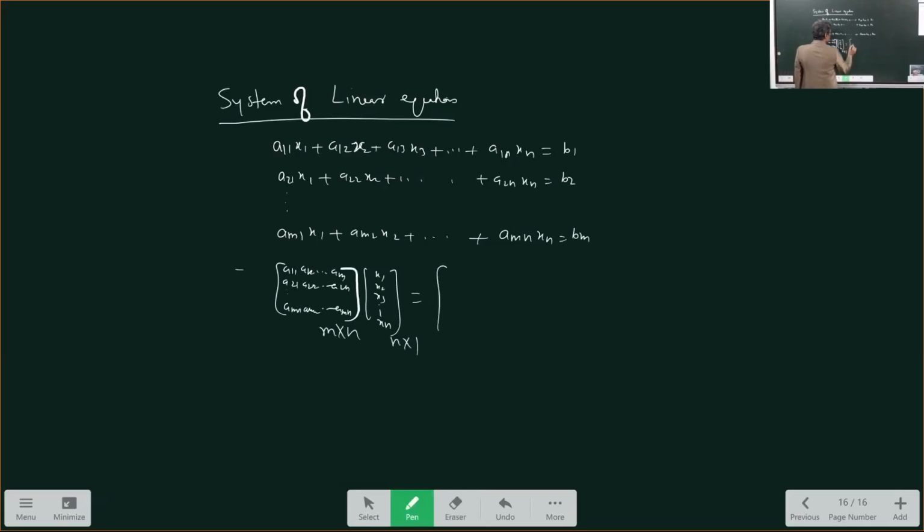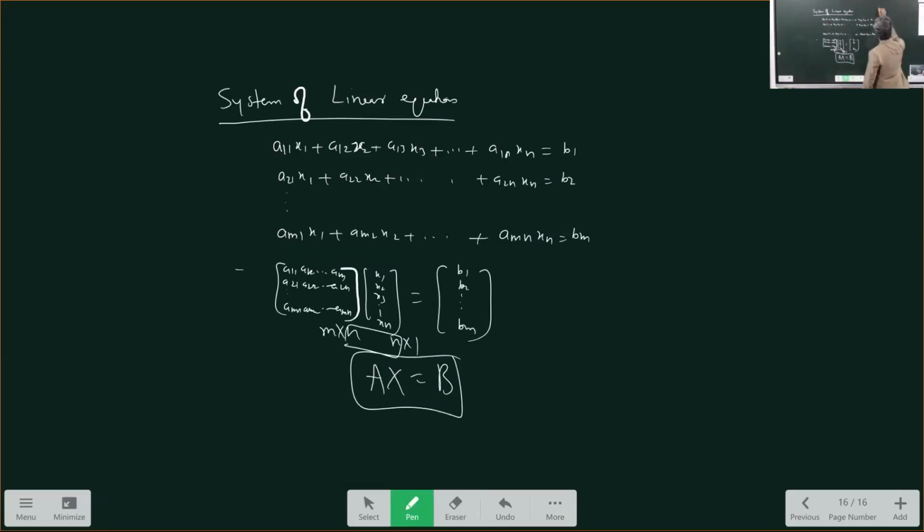Then the resulting matrix will be b1, b2, and so on up to bm. Because this is n and this is n, the answer is m cross 1. So this is the system of linear equations in the matrix form. We call it AX = B. Now here we are talking about the solution process, where we are talking about the solution of this system.